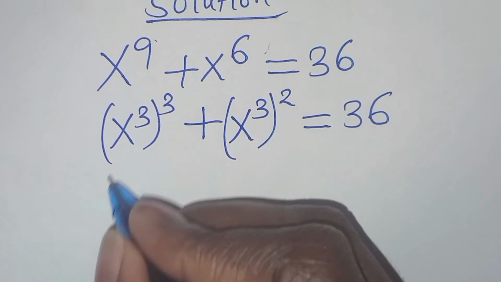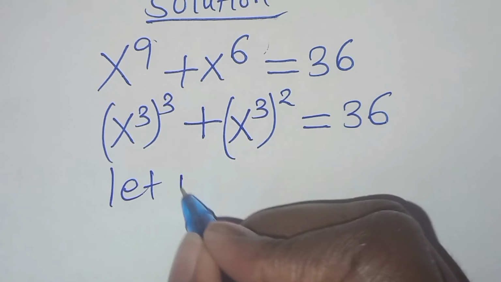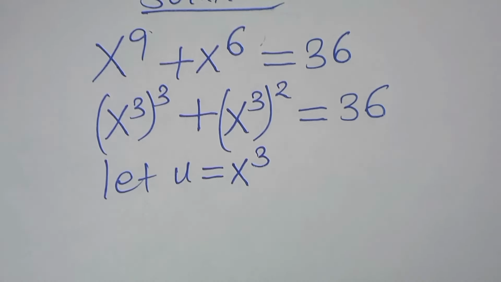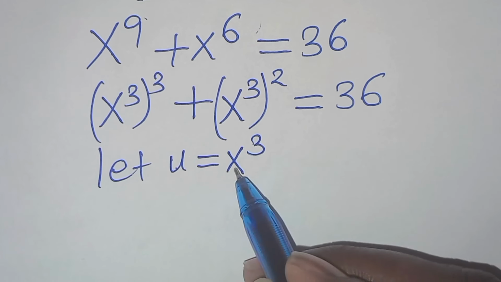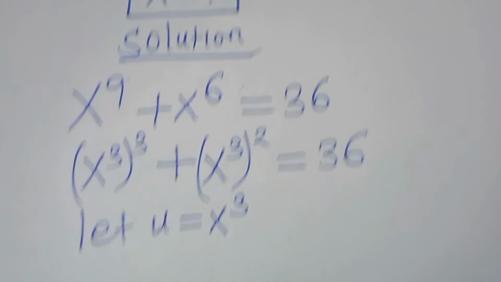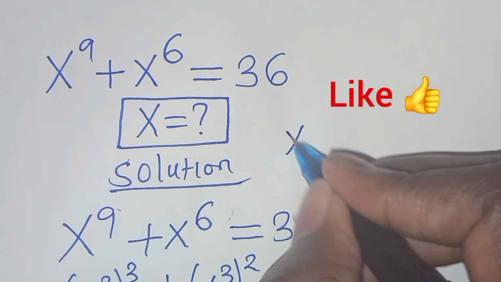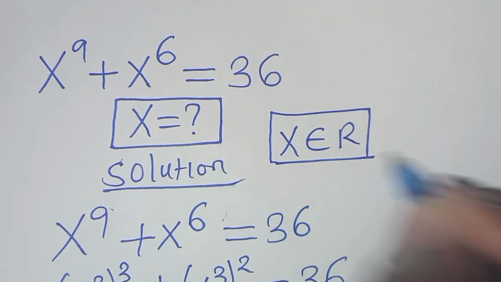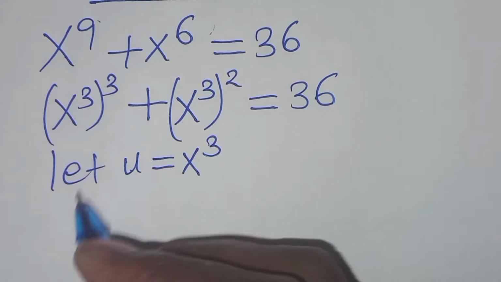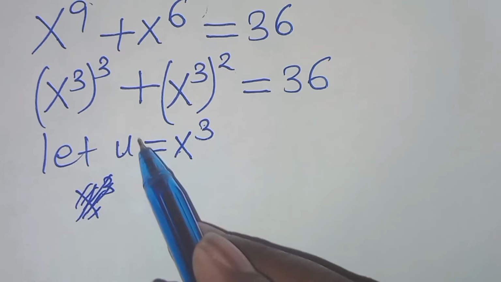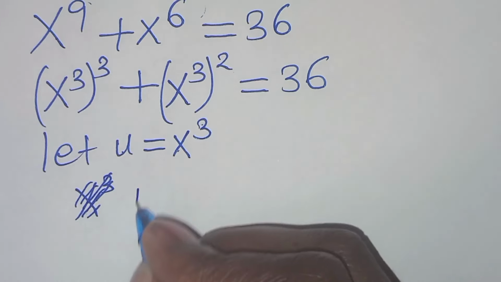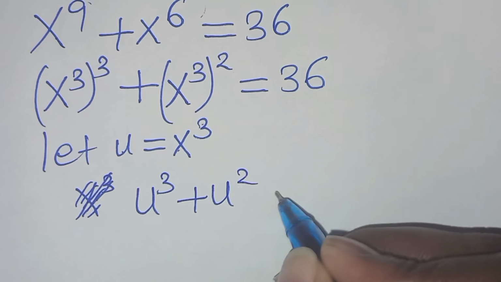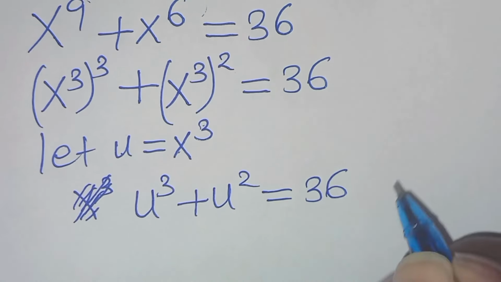The next step from here, we can let u be equal to x to the power 3. So let's substitute u with x to the power 3, and we have that x is a member of real numbers. So therefore, substituting x to the power 3 with u, we have u to the power of 3 plus u squared is equal to 36.